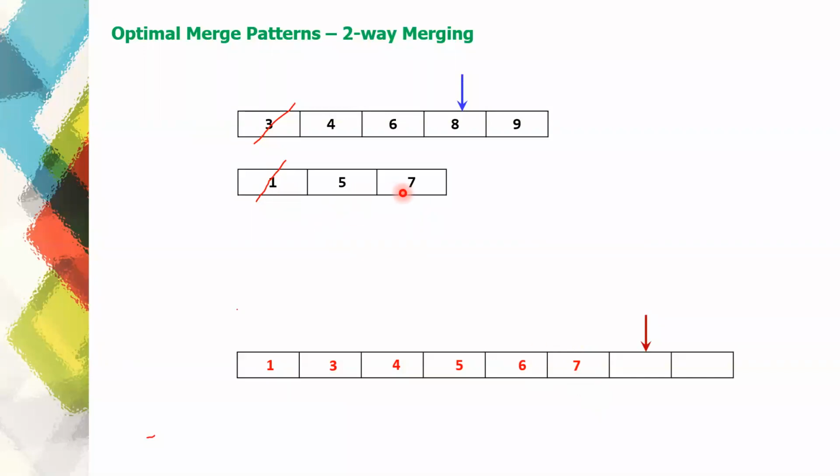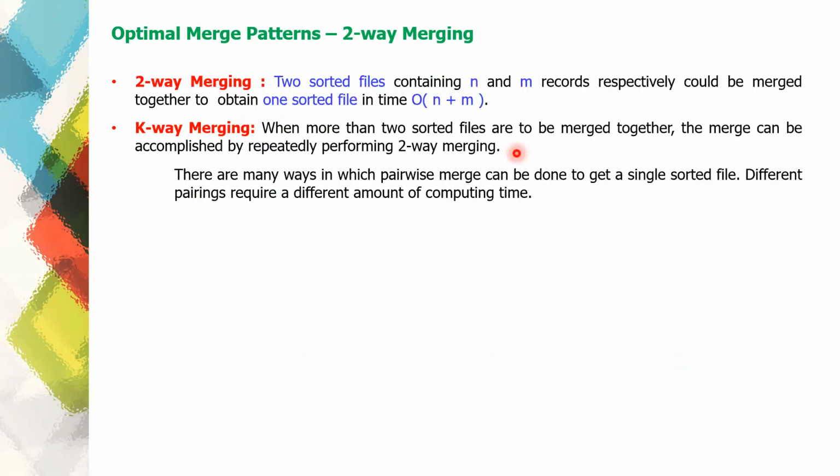So now all the elements from the B list have been copied. So I'm left with only the elements from the A list. So I'm going to directly copy the remaining elements from the A list into the final list. Now you can see that I have got two sorted lists, A and B, and I have performed two-way merging, and I have got a single sorted list of size 8. This is what is called two-way merging, where two sorted files are merged into one sorted file.